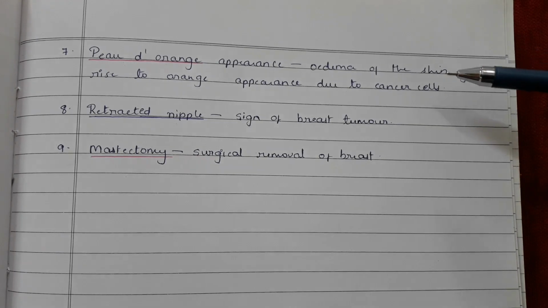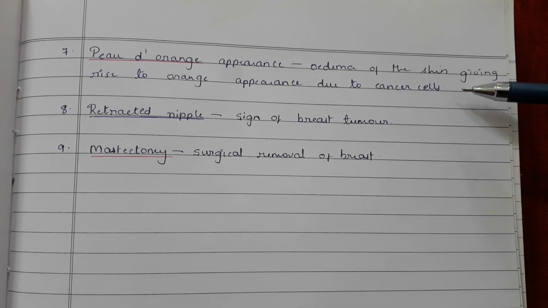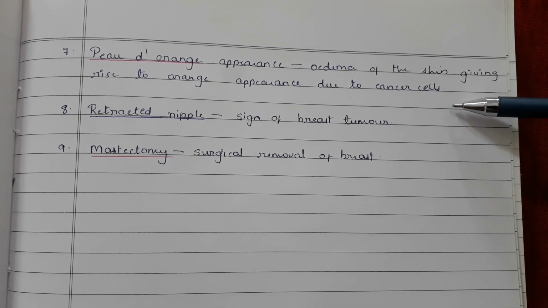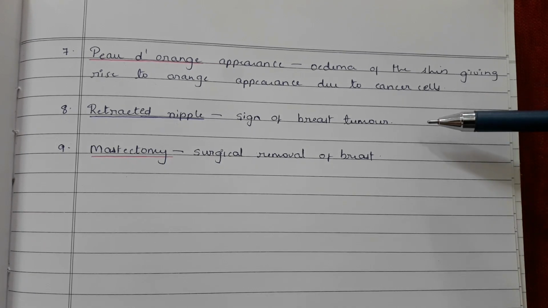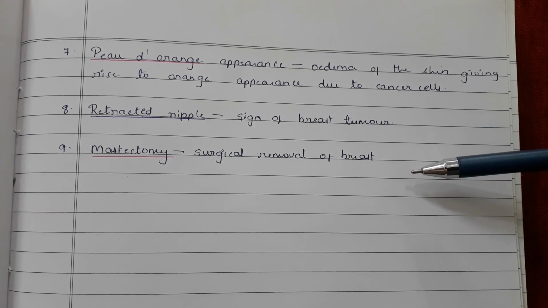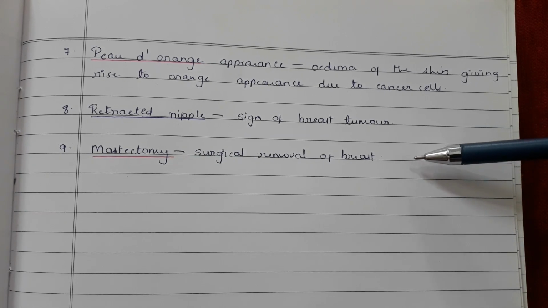Peau d'orange appearance means edema of the skin, giving rise to an orange appearance due to cancer cells. Retracted nipple is a sign of breast tumor. Mastectomy means surgical removal of breast.